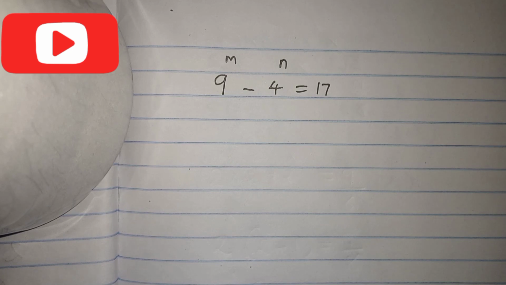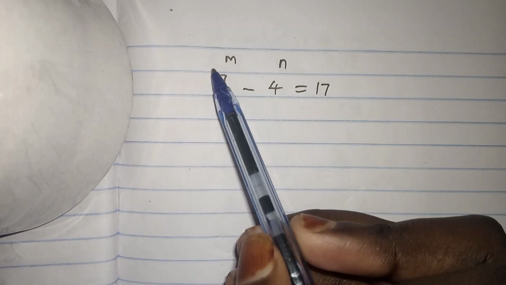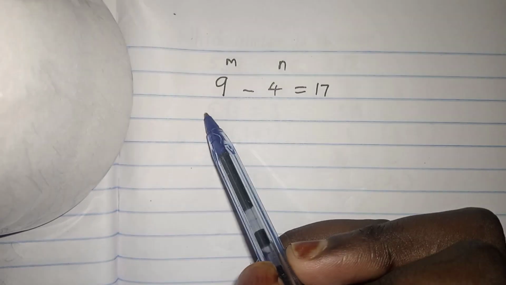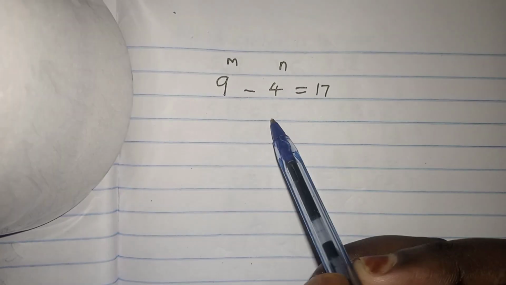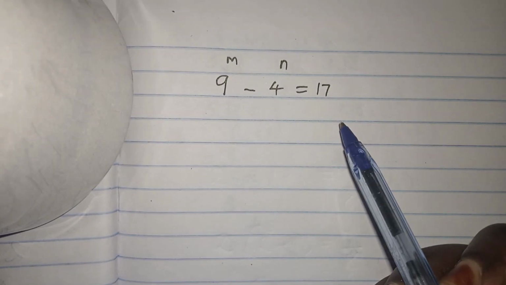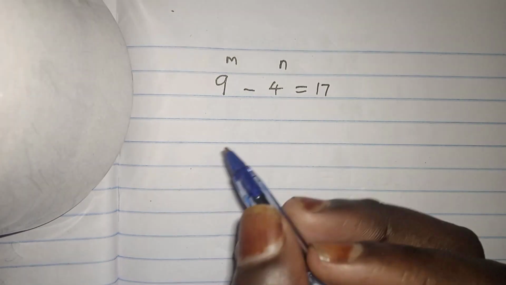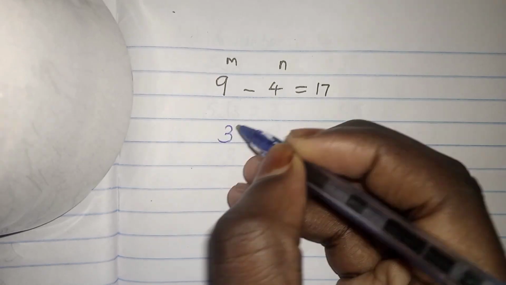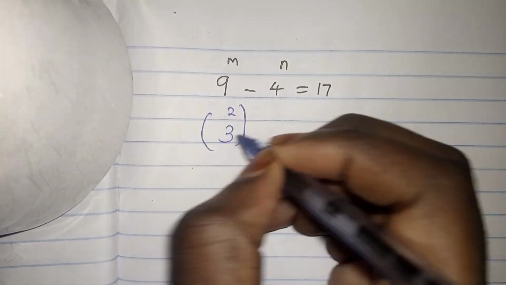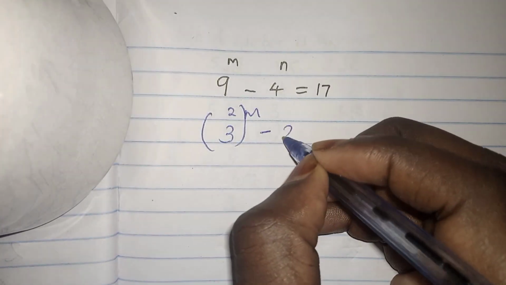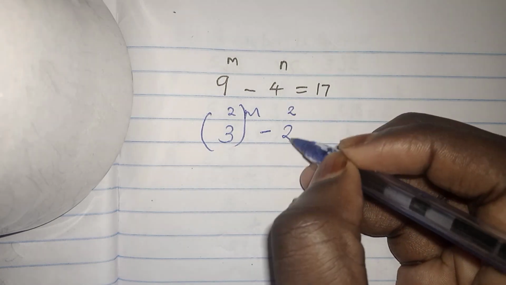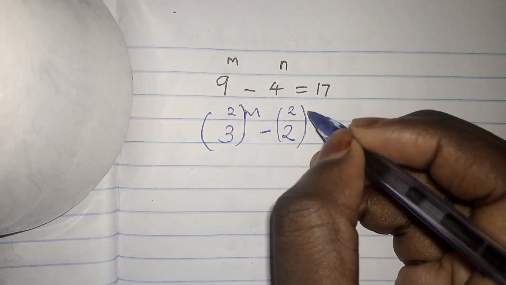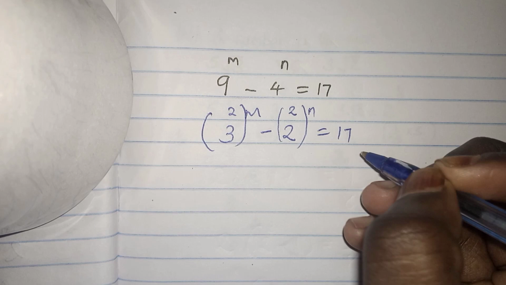So today I'm bringing you math, and I want us to solve for the value of m and n, given that we have 9 to the power of m minus 4 to the power of n is equals to 17. So I'll begin by 9. I can write it as 3 squared, all this to the power of m, minus 2 to the power of 2, this is now 4, all this to the power of n is equals to 17.